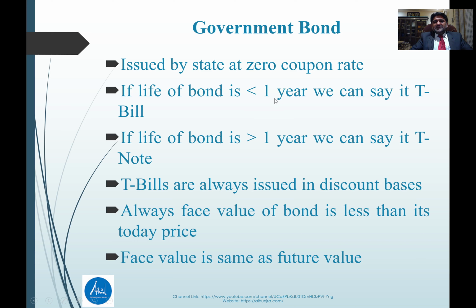If the life of the bond is less than a year, we can call it T bills. If the life of the bond is over a year, that is called T notes. These bonds are issued by the government. They are secured bonds. T bills are always issued on a discount basis. Always the price paid today is less than the face value. The face value is the same as the future value. So these are the terms and conditions related to bonds.